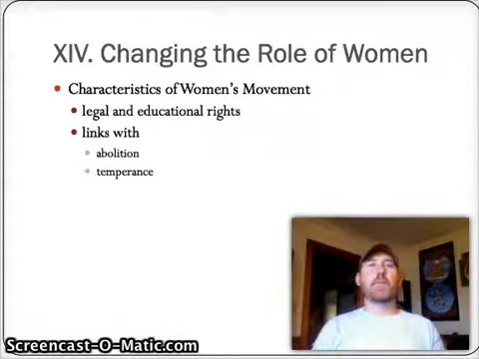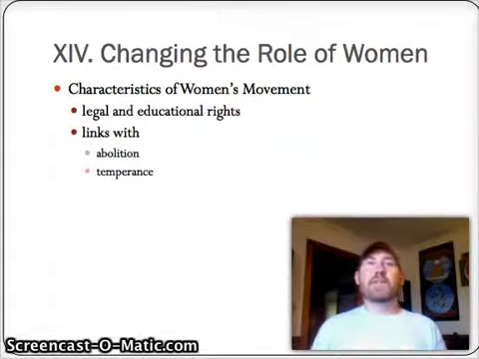So very briefly, the changing role of women. There's a women's movement during this time period as well, and it's going to tie into a couple of things. Number one, it's going to have to do with suffrage, obviously, and remember suffrage means voting rights, so voting for women. It's also going to have to do with legal and educational rights. In other words, bringing women up to the level of men in a way that they haven't seen before.